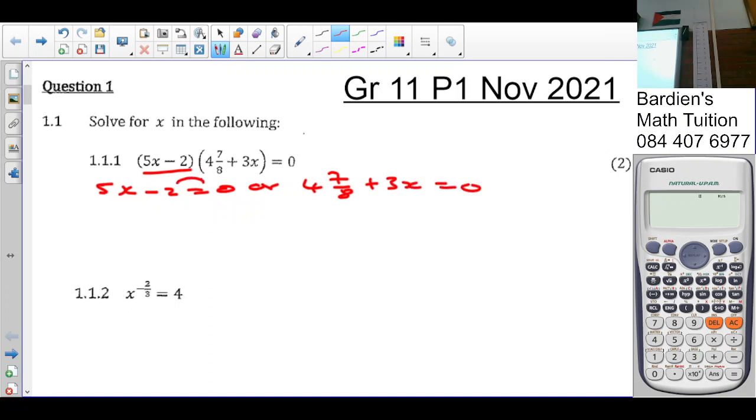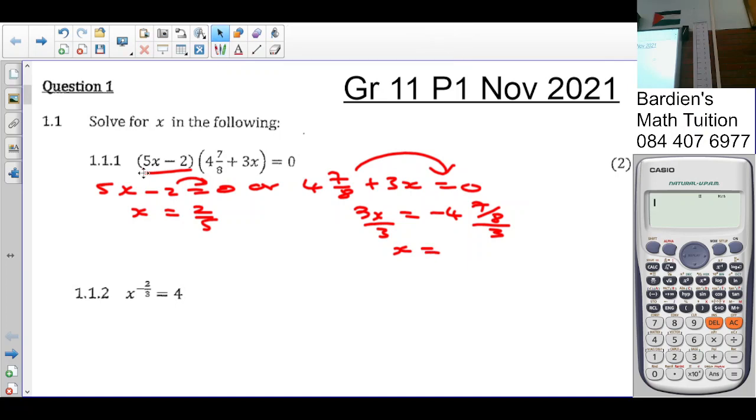You take the 2 over, it becomes positive 2 divided by 5, so x is equal to 2 over 5. Or we take that over, it becomes negative, so 3x is equal to negative 4 and 7 over 8. Divided by 3 on both sides, so x is equal to 4 and 7 over 8 divided by 3, and that gives you negative 13 over 8.